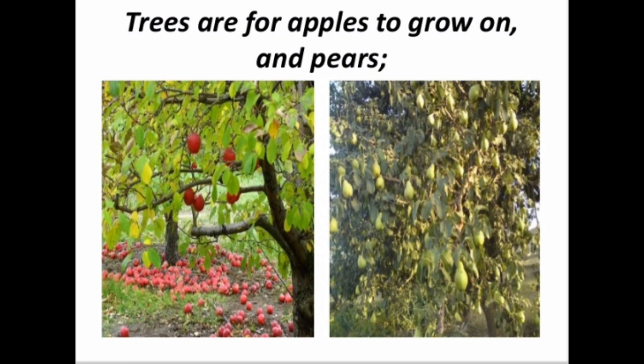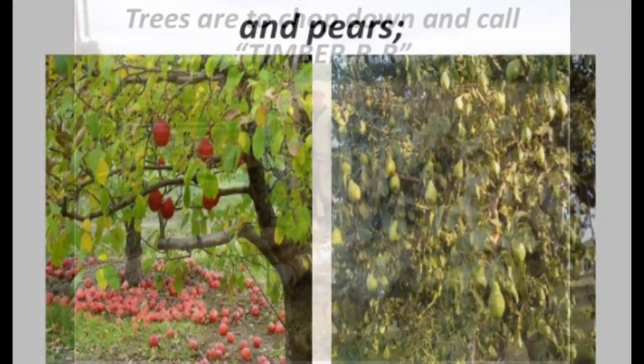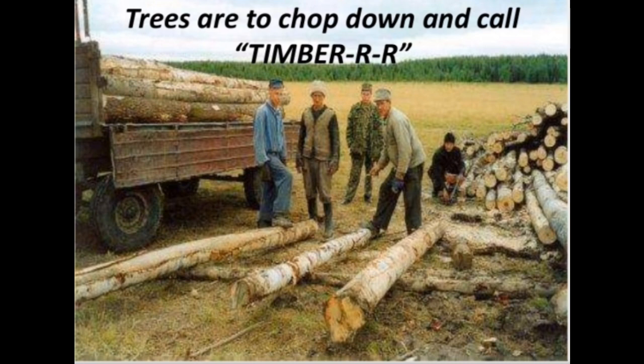This you all know. We all get fruits from trees. Okay, so trees are for apples to grow on. उन पे grow करते हैं apples and pears, right? Trees are to chop down and call timber, right? Trees are, you all know, we get wood from. We all get wood from trees, from which all our furniture, tables, chairs and so on are made, right?